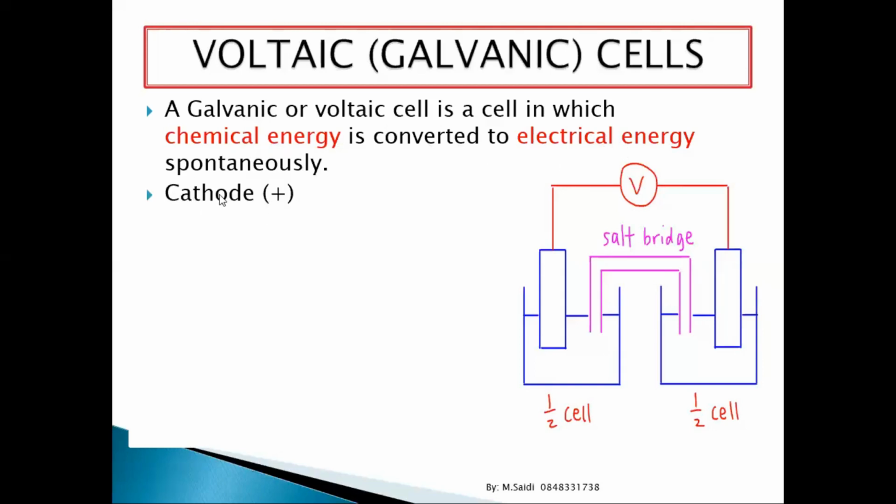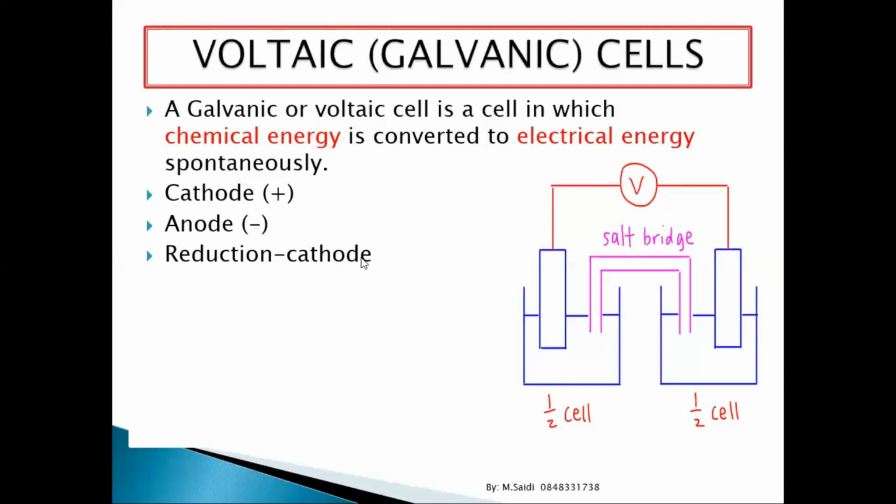The cathode is positive. Remember, in an electrolytic cell, the cathode is negative. And then the anode is negative. Remember, in electrolytic, the anode is positive. So remember that the electrolytic cell is the reverse of the galvanic cell.